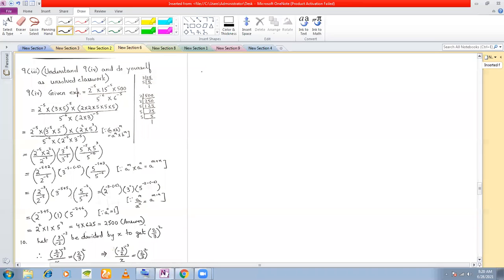Let us do the next one, 9 part 4. Again, the question here is simplify: 2 to the power of minus 5 into 15 to the power of minus 5 into 500 divided by 5 to the power of minus 6 into 6 to the power of minus 5, right?